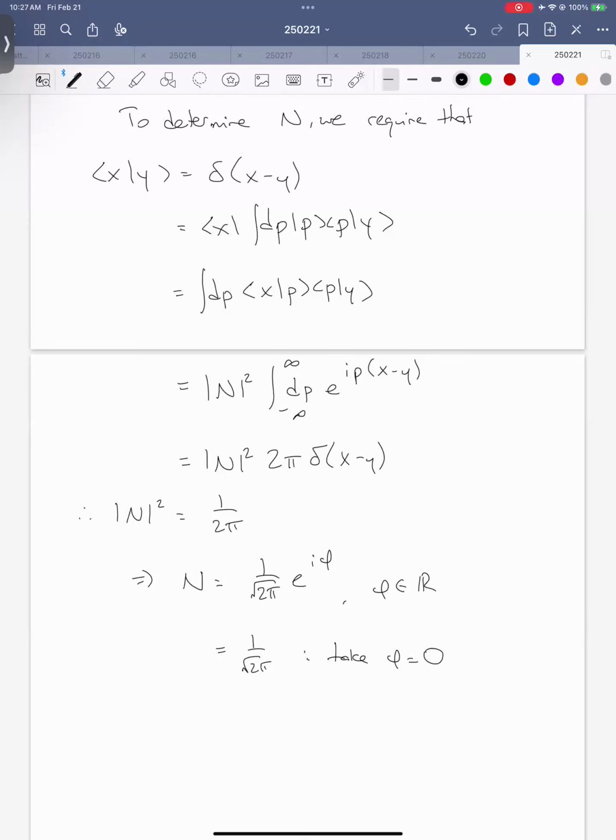And we'll talk more about phase factors later. So let me just be a little bit more careful. Choose to take phi equals 0. So the momentum eigenstate in position space is 1 over root 2 pi e to the i p x.